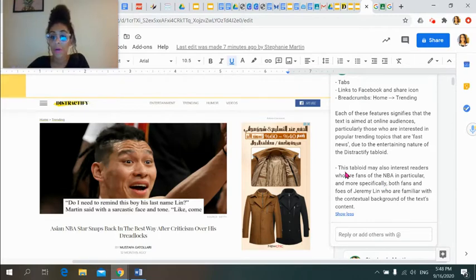that make up a website as well. Now, in terms of the audience, I'm saying here on the right-hand side that this tabloid might interest readers or audience members who are fans of the NBA in particular. More specifically, if you're a fan of Jeremy Lin, or maybe you don't like Jeremy Lin, you might also read this text. And it could just be anyone who's familiar with the contextual background of this particular text. So what happened before this text was written? If you knew about it, you might read about it. Okay, so that's me going from the hair.